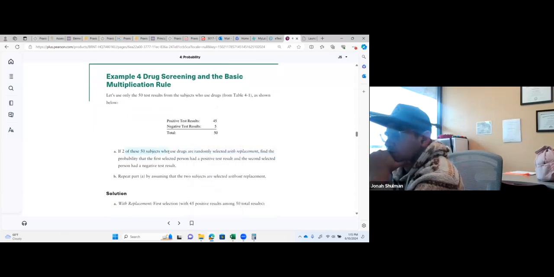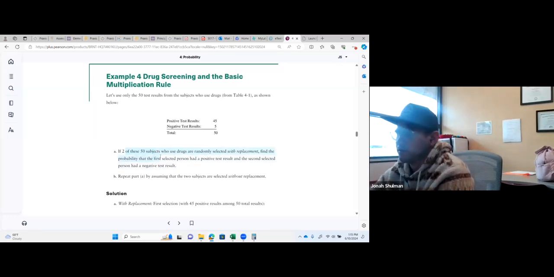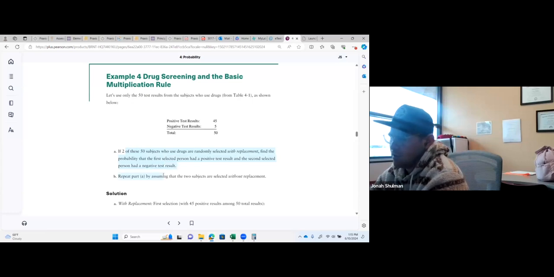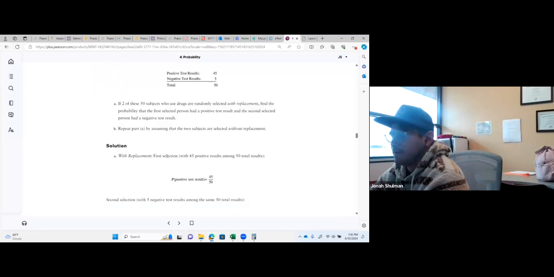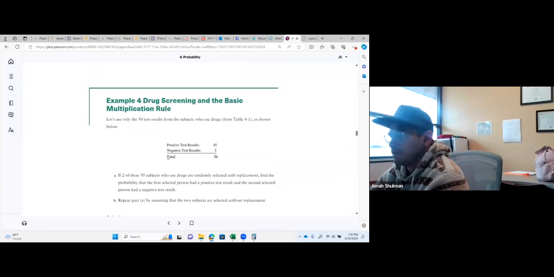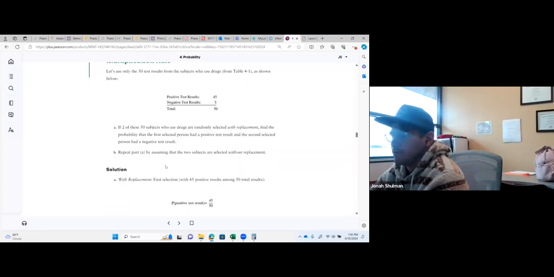Two of these 50 subjects who used drugs are randomly selected with replacement. Find the probability that the first selected person has a positive result and the second person has a negative result. Repeat part A by assuming that the two subjects are selected without replacement. So without replacement, that means that the total is going to change.